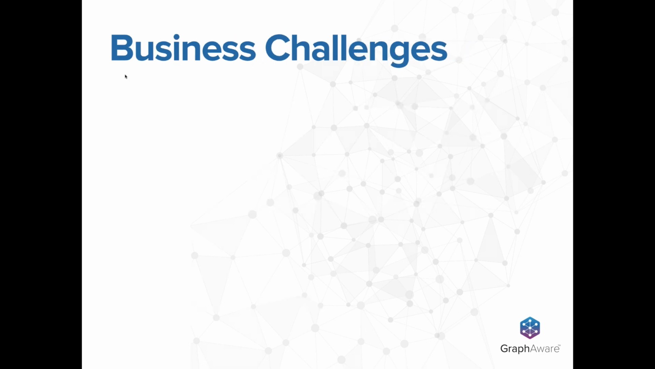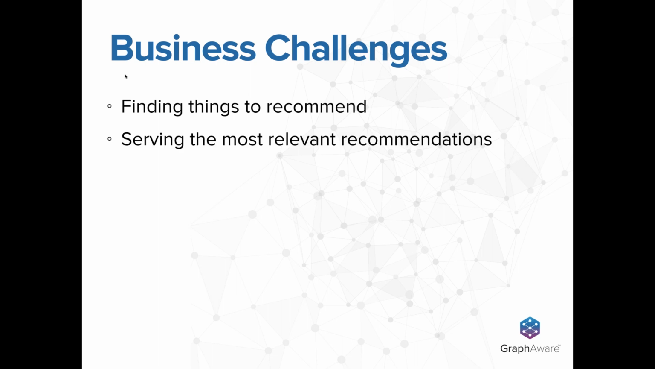So there's a number of business challenges that we have identified building these real-world recommendation engines. The first one is finding things to recommend, so finding things in the graph that are potentially a good item or person to recommend. The other challenge is serving the most relevant recommendation. Once we have found things to recommend, we need to sort them and serve the most relevant ones.